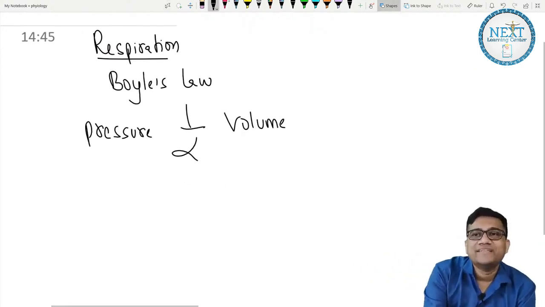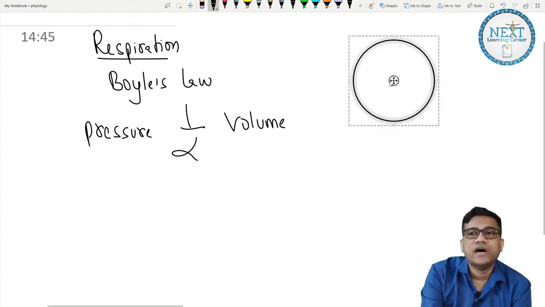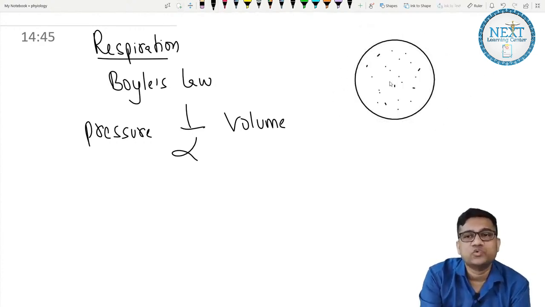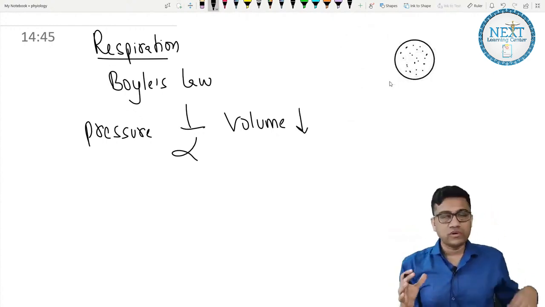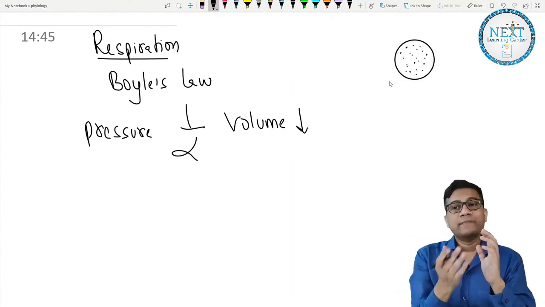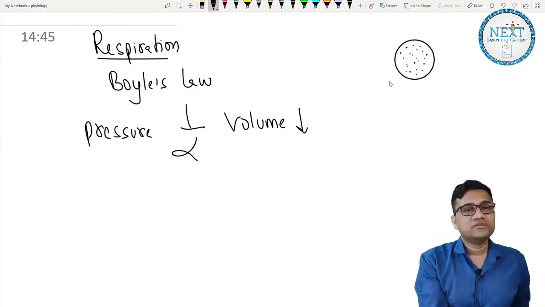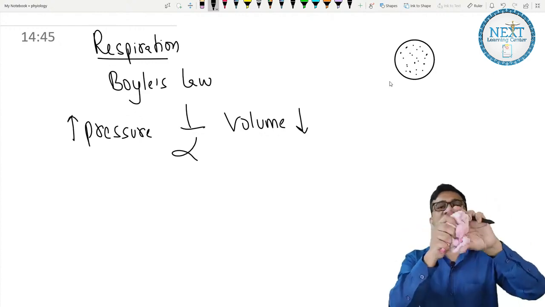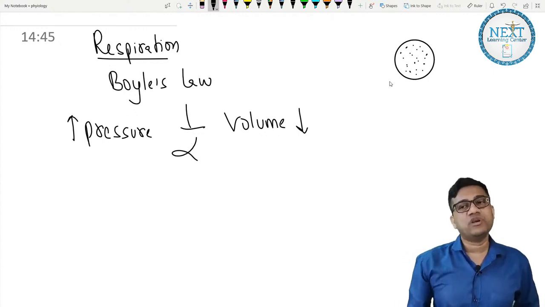How? Let me show. Let's say we have a balloon. Now in this balloon there are, let's say, gas molecules. So it has a pressure and it has a volume. If I squeeze it, the molecules come closer, so volume decreases. So if I press a balloon, the molecules come closer, so pressure will what? Increase, because the molecules collide more, but the volume will decrease. So if you squeeze any structure, it becomes tighter and tighter. So when you increase the force, the pressure will rise and the volume will decrease.